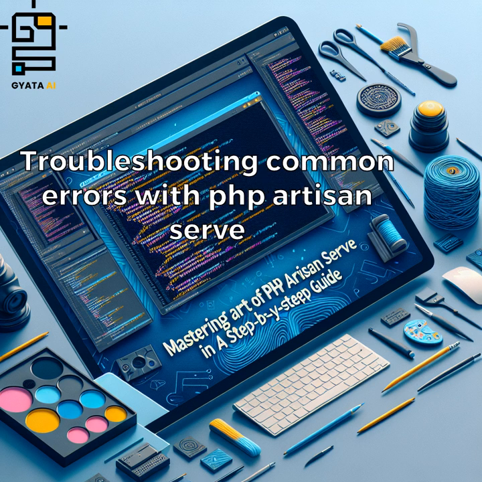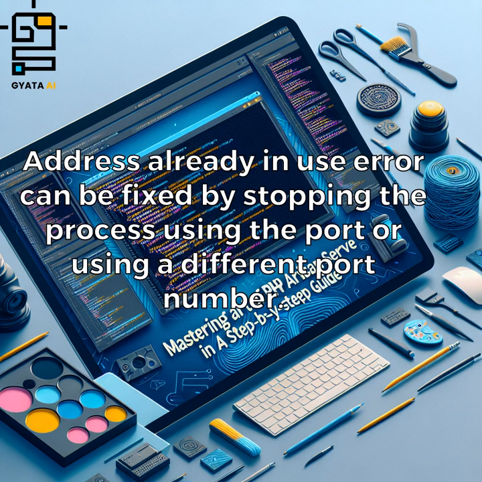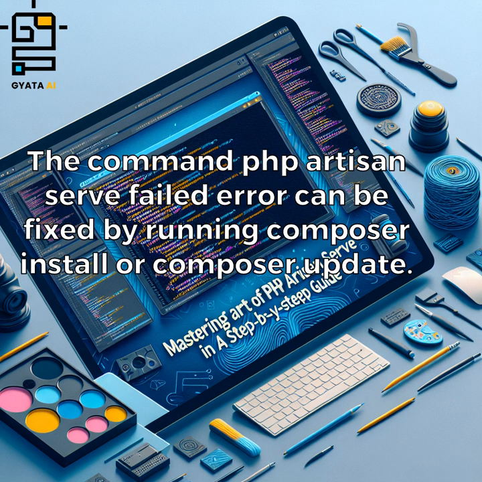Troubleshooting common errors with PHP Artisan Serve. The address already in use error can be fixed by stopping the process using the port or using a different port number. The command php artisan serve failed error can be fixed by running composer install or composer update.